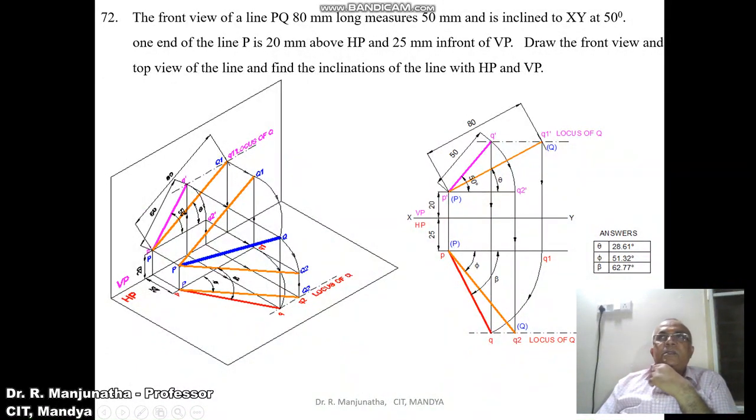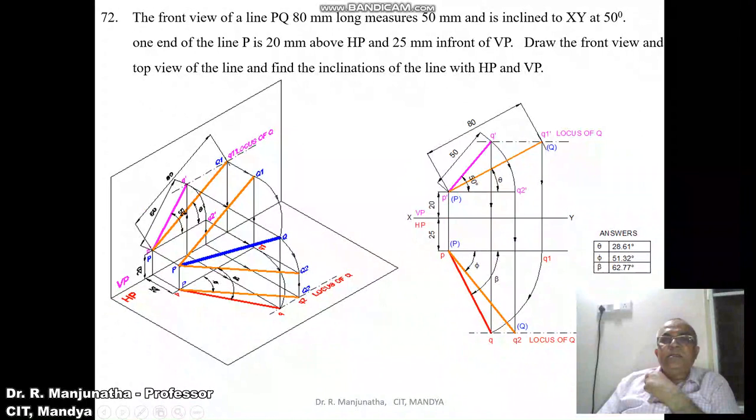So the true length of the line, 80 mm, is known. With P dash as center, again taking the compass, you measure a distance of 80 mm and cut on the locus of Q so that you get this point Q1 dash. Since it is the true length, you mark it as P in bracket and Q also in bracket. Join P dash Q1 dash a little bit thicker than the XY line.